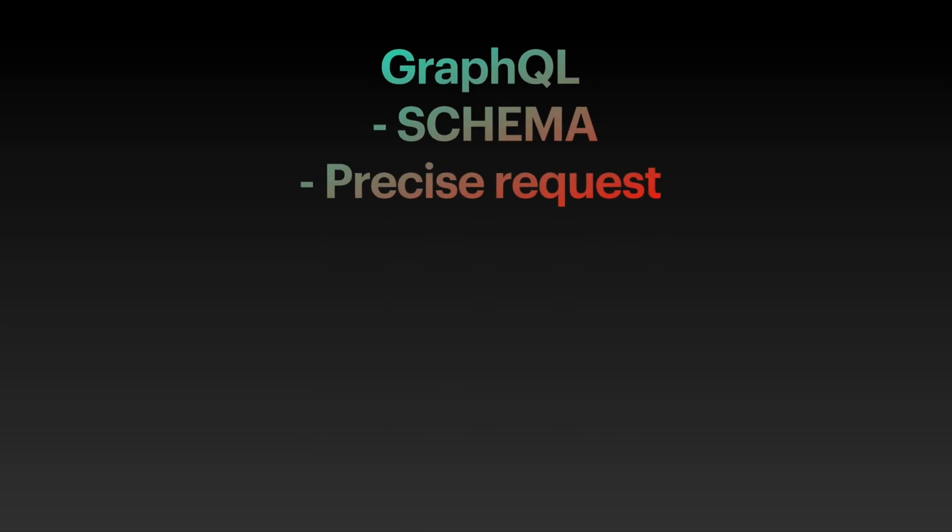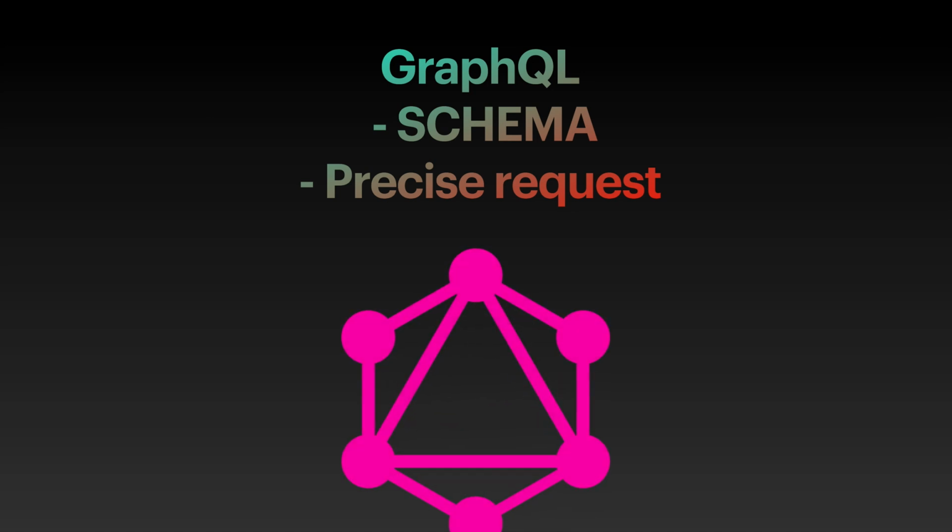With GraphQL, you define a schema that specifies the types of data you can query. Clients can then make precise requests, getting exactly what they need in a single round trip.